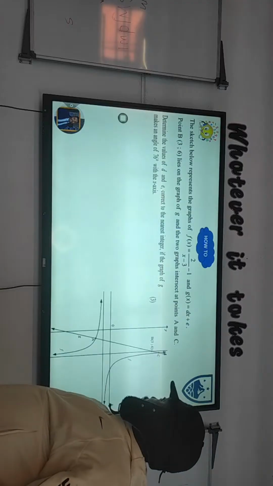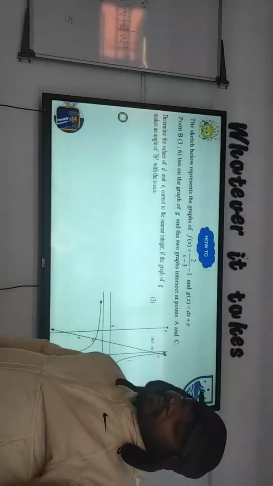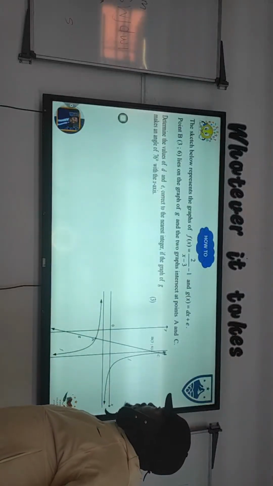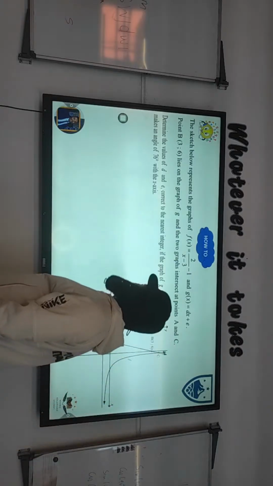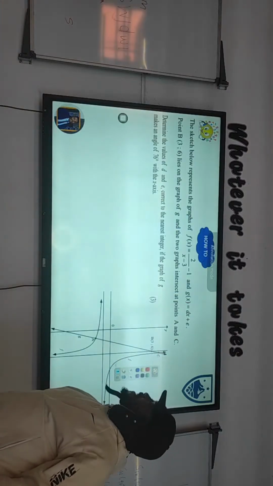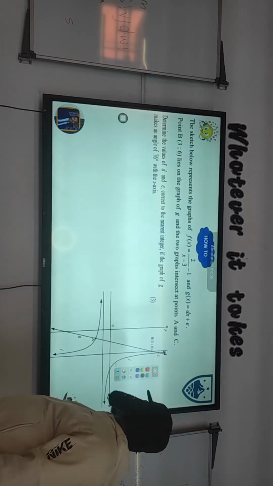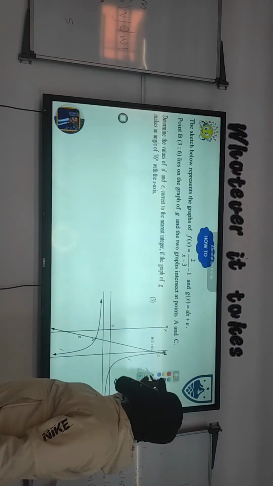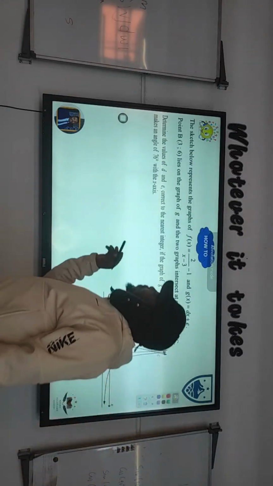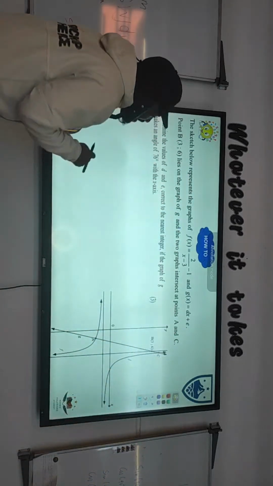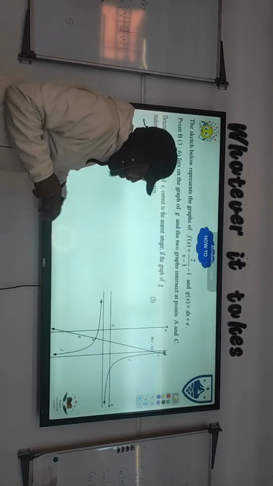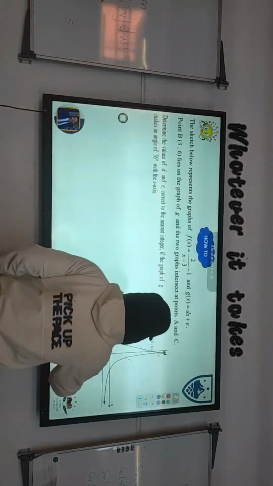All right. The next question is a very interesting question. Determine the values of D and E. Remember, D and E are part of the straight line. So we have to look for the gradient, and you also have to look for the C, which is the y-intercept. They're saying determine the value of D correct to the nearest integer if the graph of G makes an angle of 76 with the x-axis.